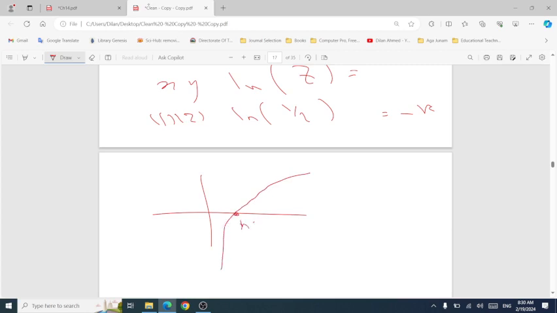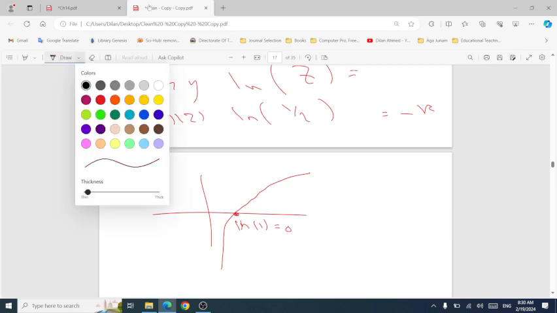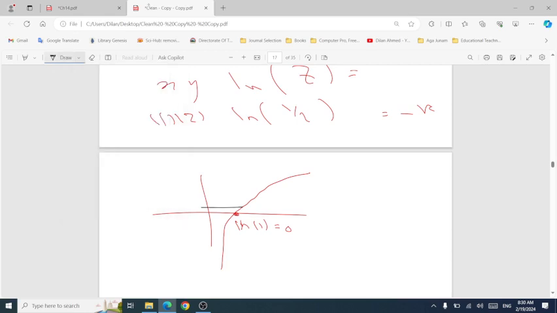ln of 1 is 0. Greater than 1 will give you positive output. Positive output. 1.1, 1.001 will give you positive. After 1, it goes up. But 0.999 is a negative value, so the output will be negative.